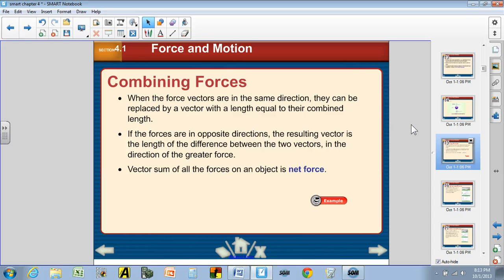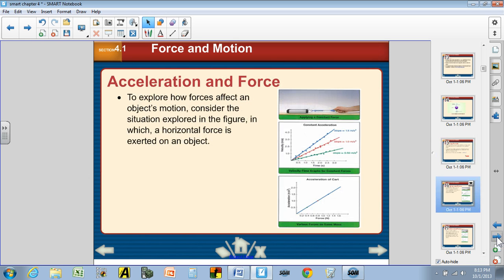Anyways, combining forces. When we combine two forces in the same direction, basically we can replace them with a vector that is of equal length of their combined lengths. If they point in opposite directions, then we're going to look for the difference of the two vectors. We're going to call this new sum of vectors the net force. No net force means that the object's not moving, but a net force is going to talk to acceleration.